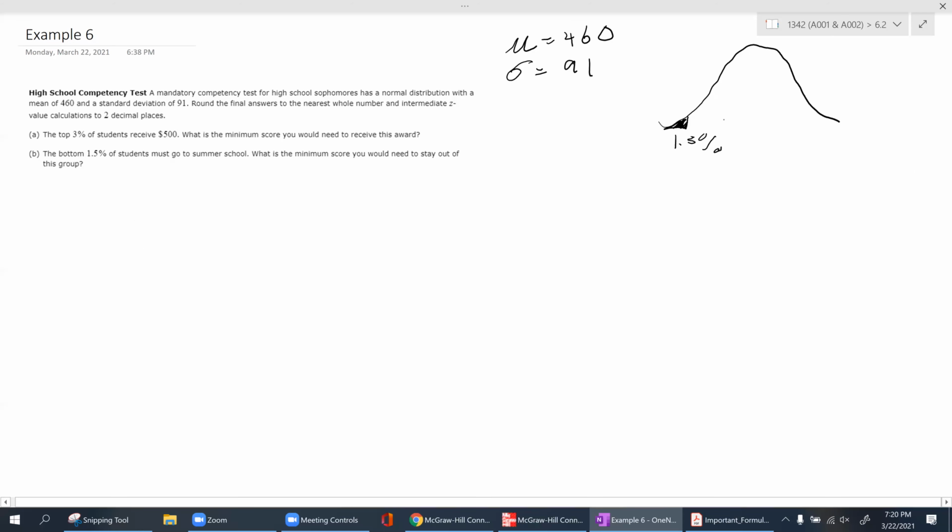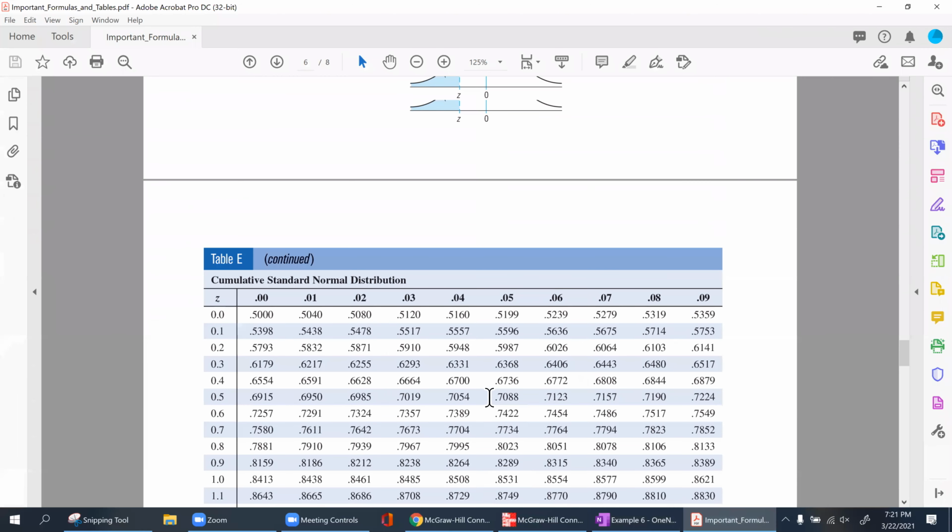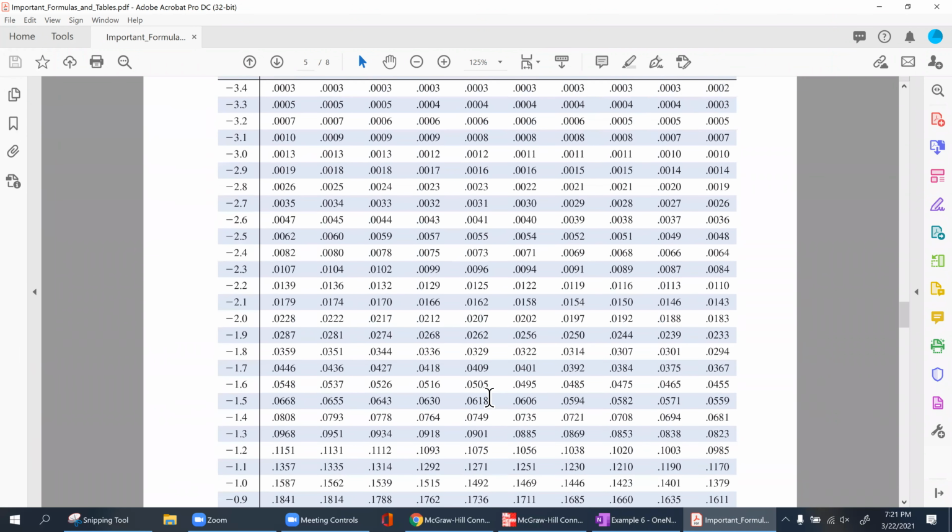So in other words, I don't have to do 100 minus anything because I'm not looking for the top end. My probability is just 1.5%, which in decimal is 1.5 divided by 100. This should give me 0.015. So I can pull this up on my table. I'm going to look for 0.015, and that has to be in the lower end.